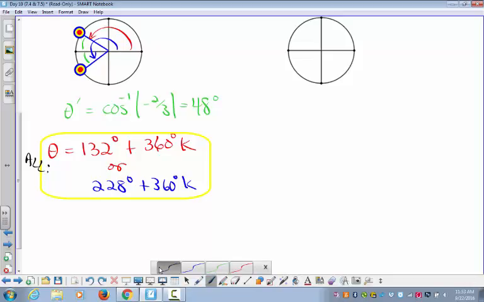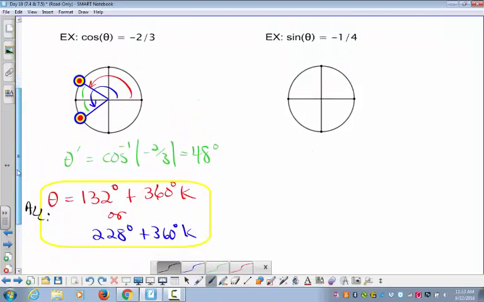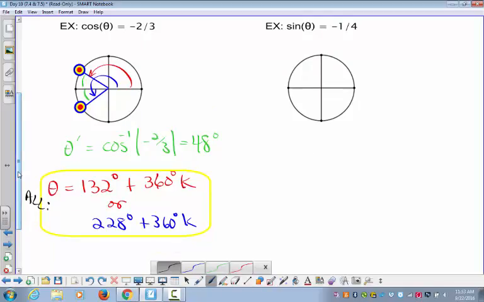And if we wanted just 0 to 360, just those two, right? We're just doing it. If we wanted just 0 to 360, we'd have 132 and 228. All right, so now try that one. Sine of theta is negative 1/4.